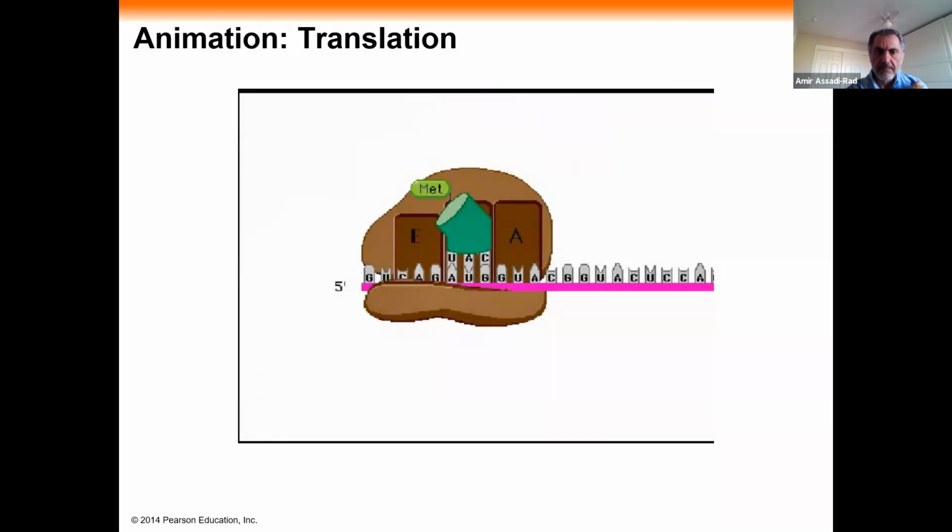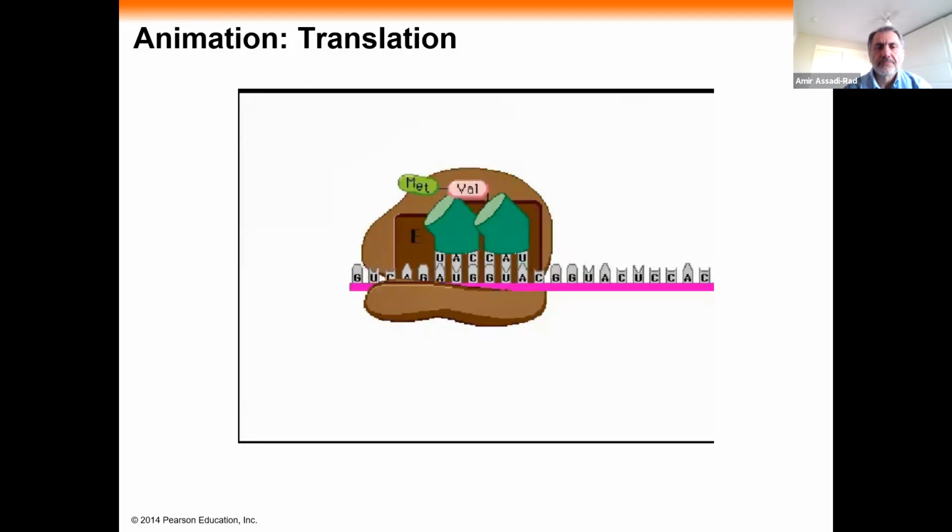Elongation of the polypeptide now occurs, with amino acids being added one by one. The codon in the A site of the ribosome pairs with the anticodon of the appropriate tRNA molecule. Part of the ribosome catalyzes the formation of a peptide bond between the amino acid extending from the P site and the amino acid extending from the A site.